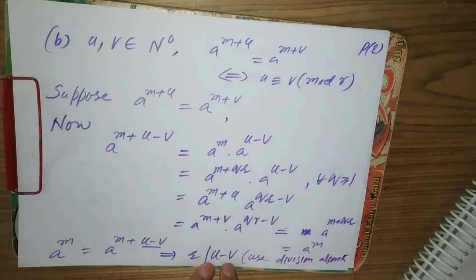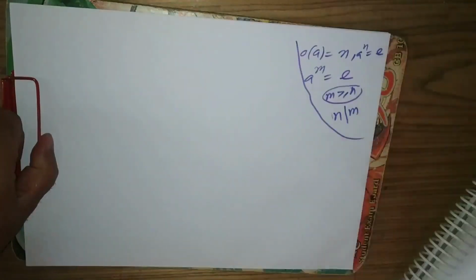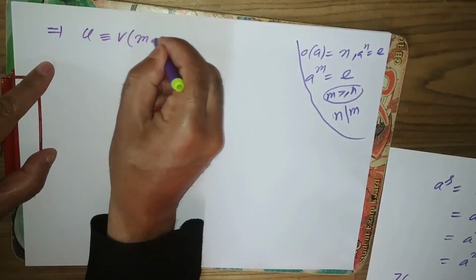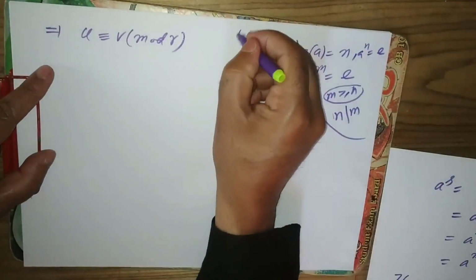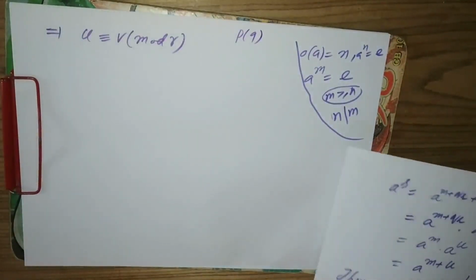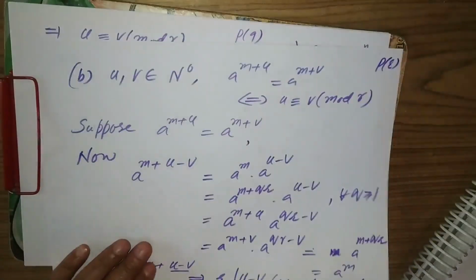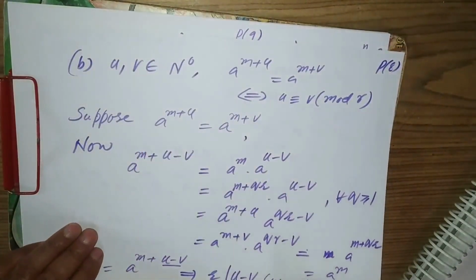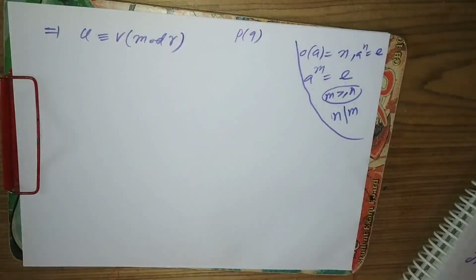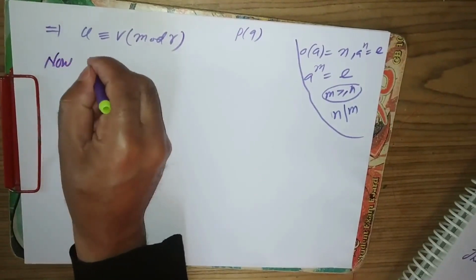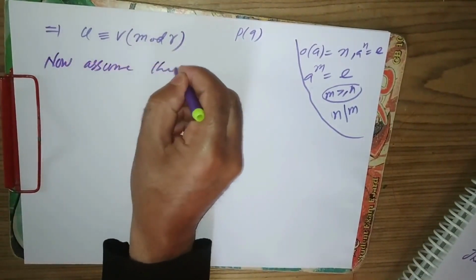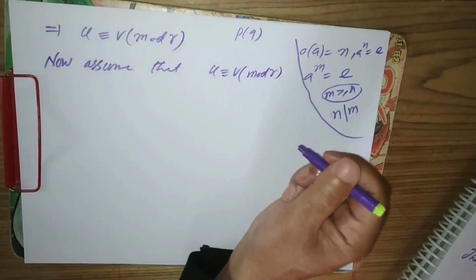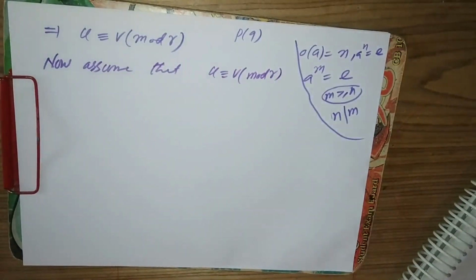And this means u is congruent to v mod r. So that proves one way: if A power m plus u is equal to A power m plus v, then u is congruent to v mod r. Now we assume that u is congruent to v mod r. We show that A power m plus u is equal to A power m plus v.